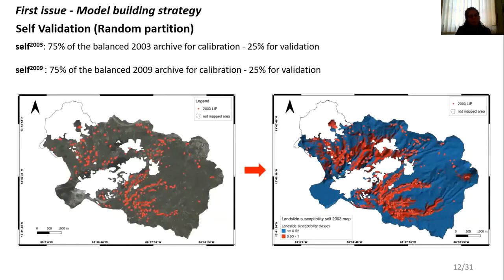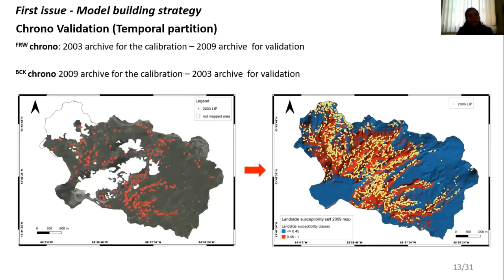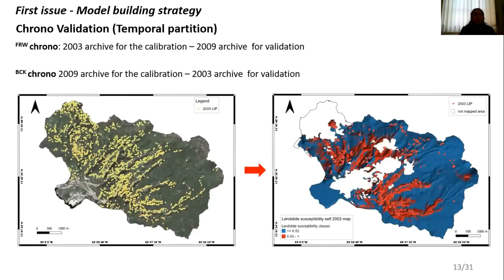Through a random splitting of the same landslide inventories, SELF 2003 and SELF 2009 models were validated, while chrono-validations were employed to evaluate the skill in predicting the 2009 landslide locations for the forward model and the 2003 landslide scenario for the backward model.